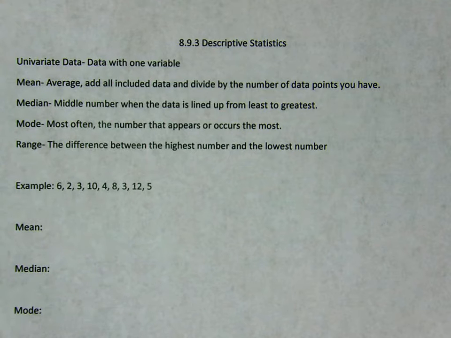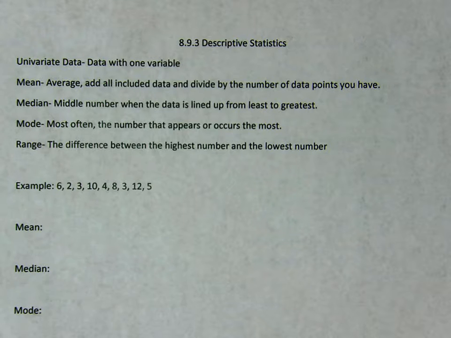Median is the middle number when the data is lined up from least to greatest. Mode is most often, so the number that appears the most, or occurs the most if it's repeated. Range is the difference between the highest number and the lowest number. So what you're going to do is find the highest number and subtract the lowest number from that.